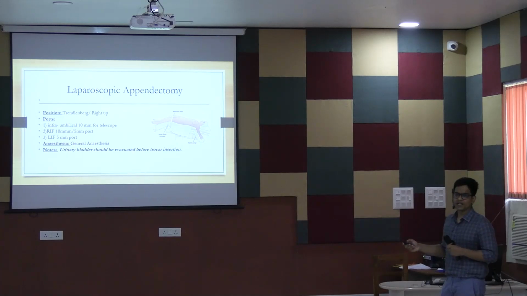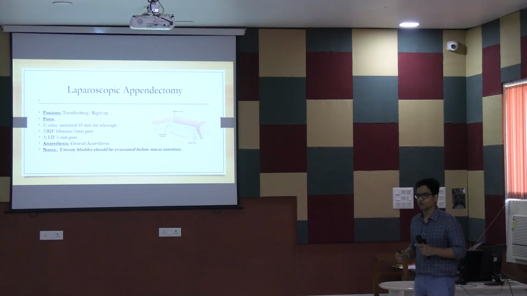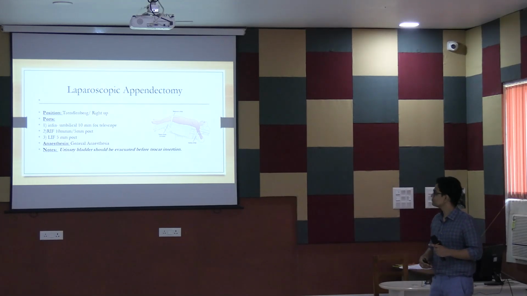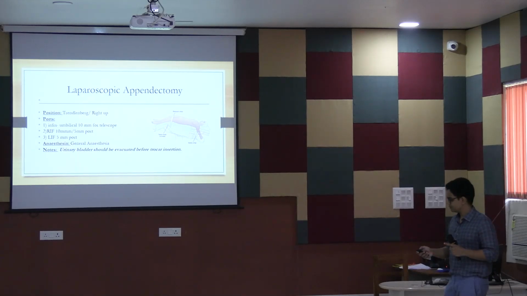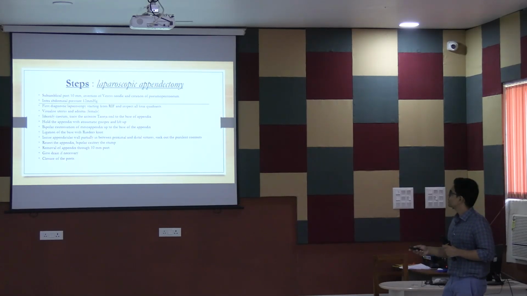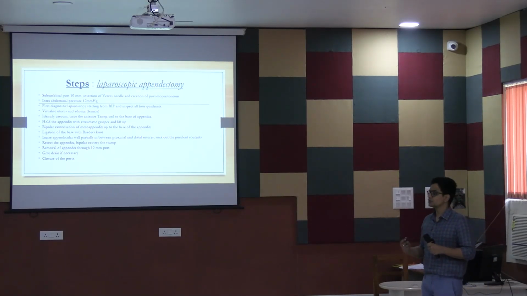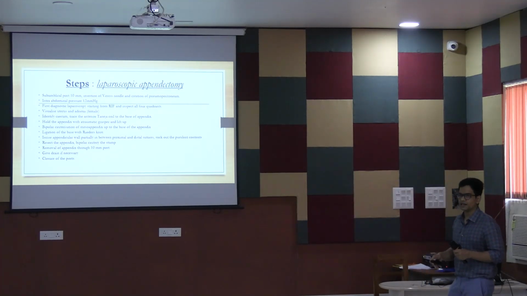Now, for laparoscopic appendectomy, the patient is put in Trendelenburg position and right up. There are 3 ports. Basically, there is one 10 mm port, that is the camera port, and 2 5 mm ports. One is the right iliac fossa port, and another port is your suprapubic port. Before any laparoscopic procedure, you should go for catheterization to deflate the urinary bladder and prevent injury to the bladder. These are the steps for laparoscopic appendectomy.